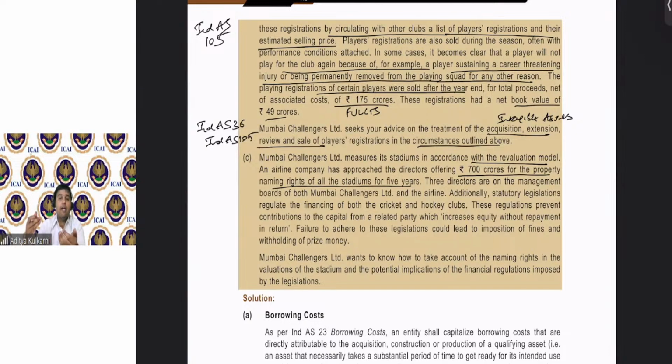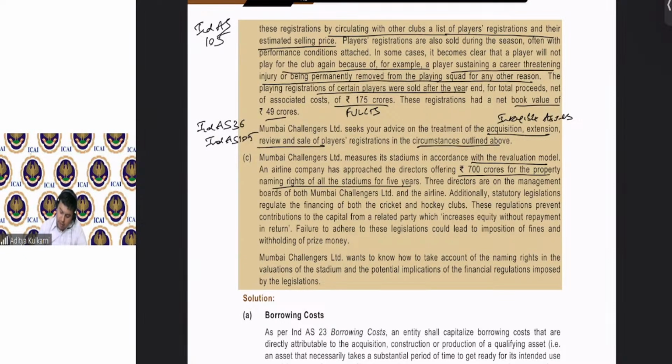All of this is going to give you a cash flow model, a discounted cash flow model, which you will discount to present value, and that will become the fair value of that stadium. And the fair value of that stadium will then be used for the purpose of applying the revaluation model.